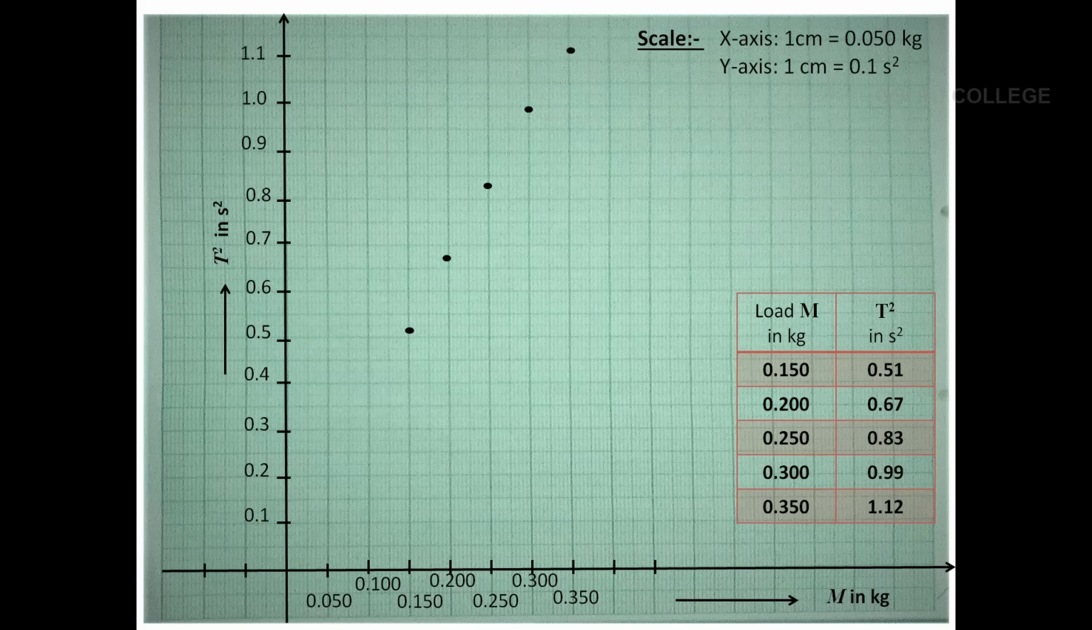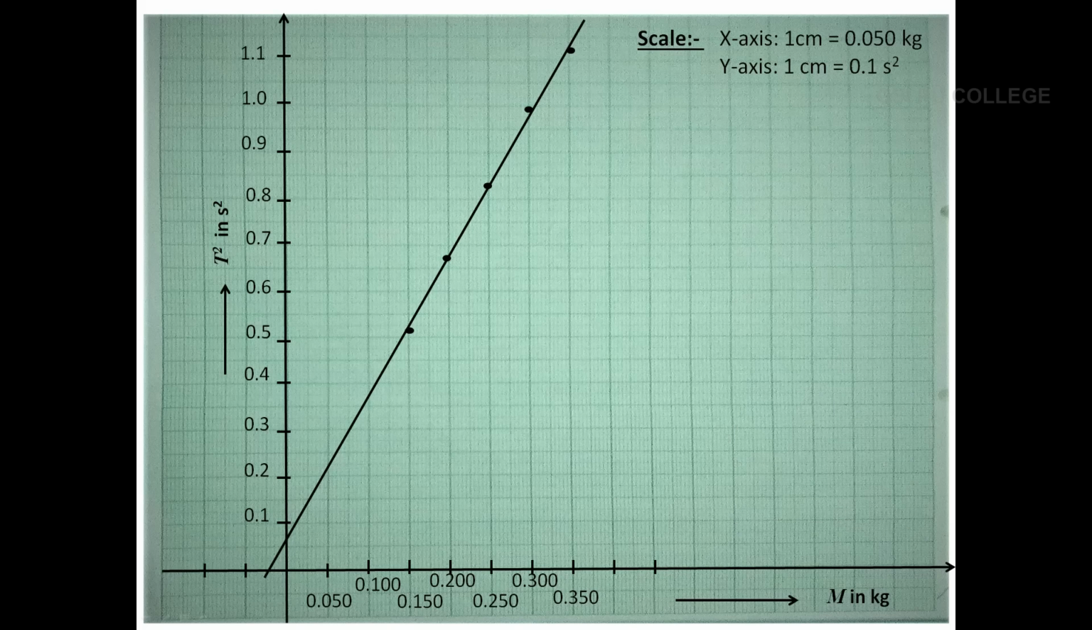Now using these points, we have to draw a straight line. Let's draw a straight line. So we obtain a straight line which is having an x-intercept. Next, we need to find the slope of this straight line. For that, let us draw a right angle triangle. So how do we draw a right angle triangle here? Yes, this is a right angle triangle. Let us mark the points as A, B and C. So ABC is a right angle triangle.